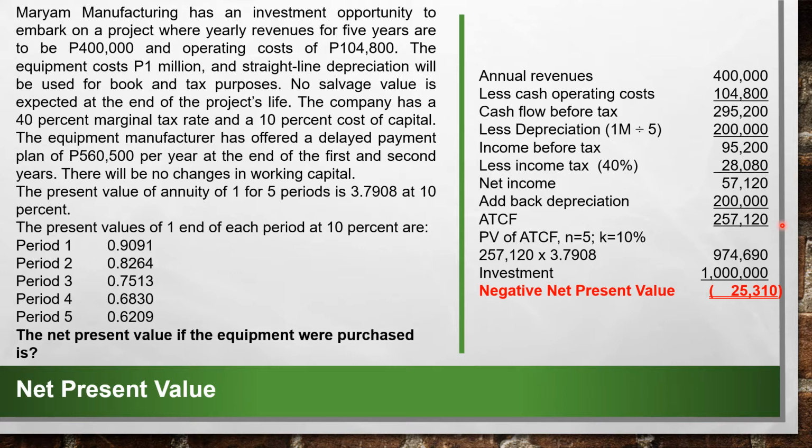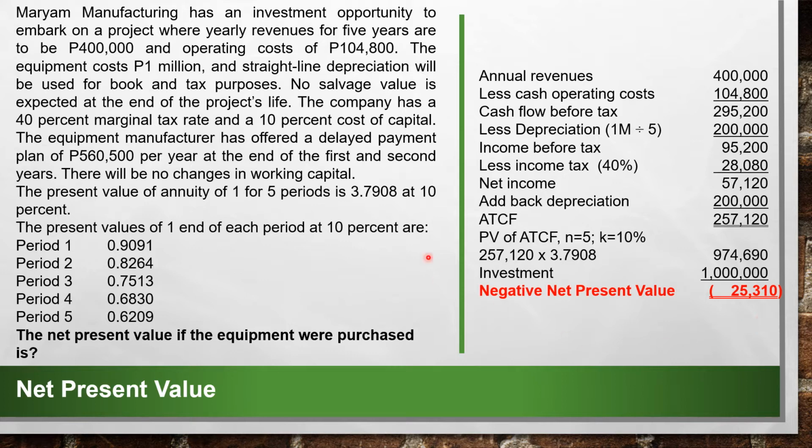So we have an after-tax cash flow of 257,120. We will get the present value of this annual cash flow using the present value factor of annuity at 10%, and that is 3.7908 as given in the problem. We multiply 257,120 by 3.7908. So we get 974,690. Less our cost of investment, 1 million. So we have a negative net present value of 25,310.